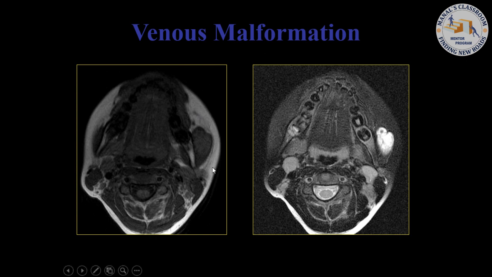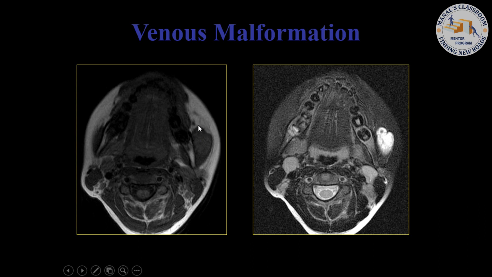So we see the abnormality here involving the left masseter muscle. And then when we look at the T2 weighted image, it's high signal. Now you can look at this and say, hold on for a second. We have a mass here that's high signal on T2. So this could be a hemangioma, but it could also be a lymphatic malformation. So how do we know that this is probably not a hemangioma? Because it doesn't contain flow voids. And in general, hemangiomas don't involve the muscle.